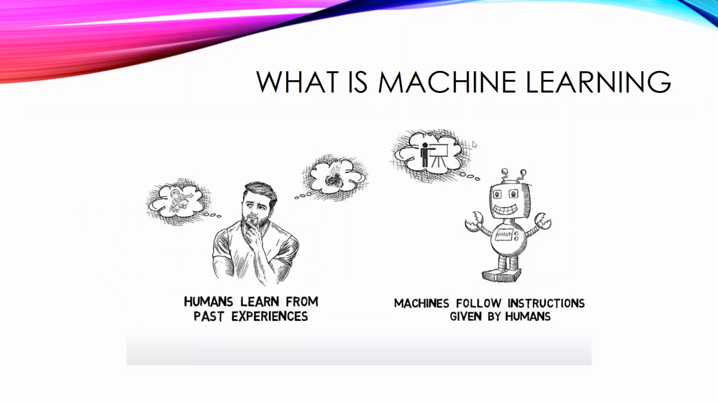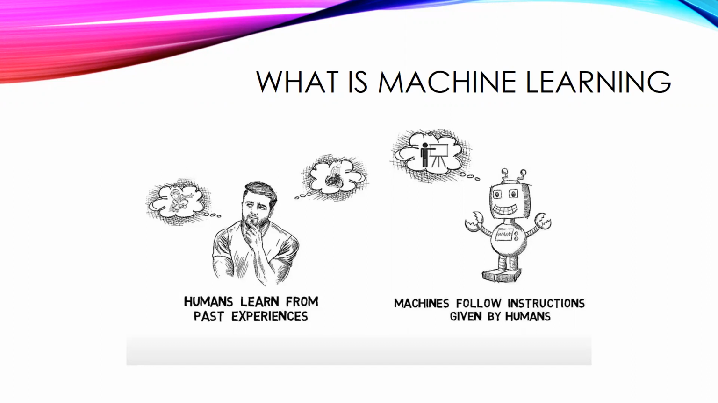So what is machine learning? How does a human learn? Humans learn from past experiences. You experience some situation, and the next time you are able to predict, okay, this is going to be a problem. Or you touch a hot oven, and the first time you touch it, you know, oh, this is hot. Next time you won't touch it because you learned from this experience.